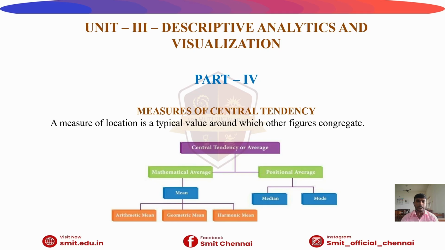A measure of central tendency is a typical value around which other figures congregate. It represents the central or typical value of a data set. The three main measures are mean, which is the arithmetic average; median, the middle value; and third, mode, the most frequent value. Each tells us something different about the data.